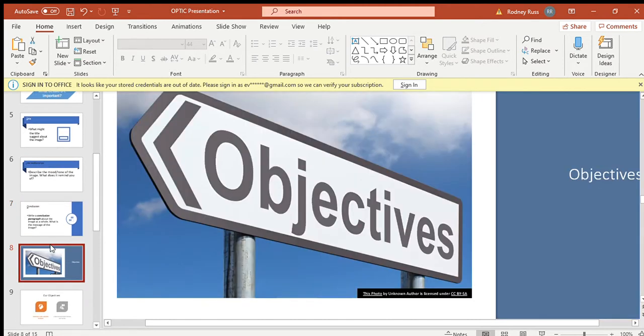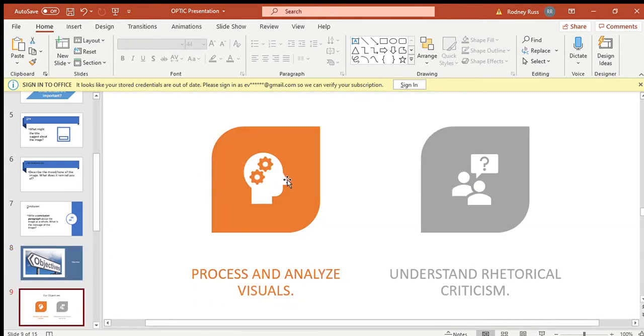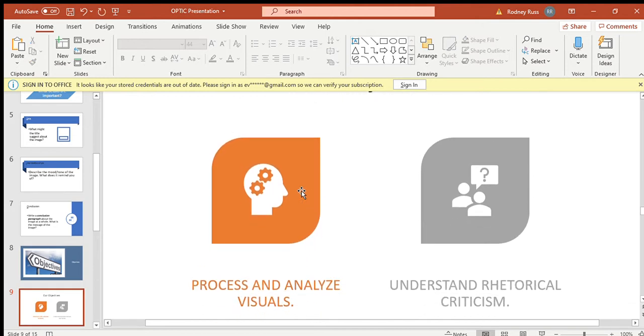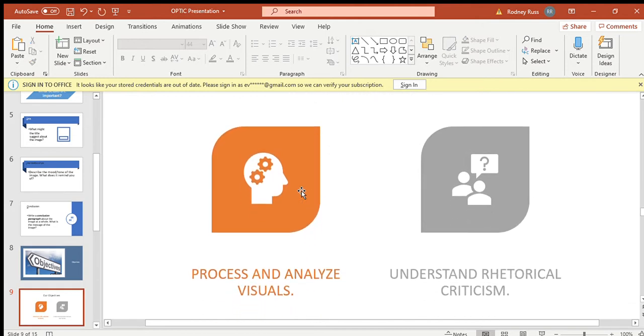Now, let's look at our objectives. Our objectives are to process and analyze visuals and understand rhetorical criticism. So we're here to process and analyze visuals. That gets back to analyzing, breaking down, and understanding rhetorical criticism. So these two are tied together. Rhetorical means argument. So the image is making an argument. We have to determine what that argument is. It's no different than analyzing a text or determining a theme or a central idea.